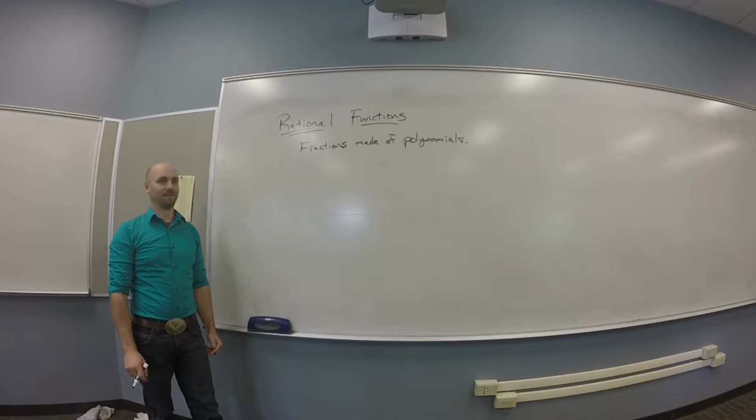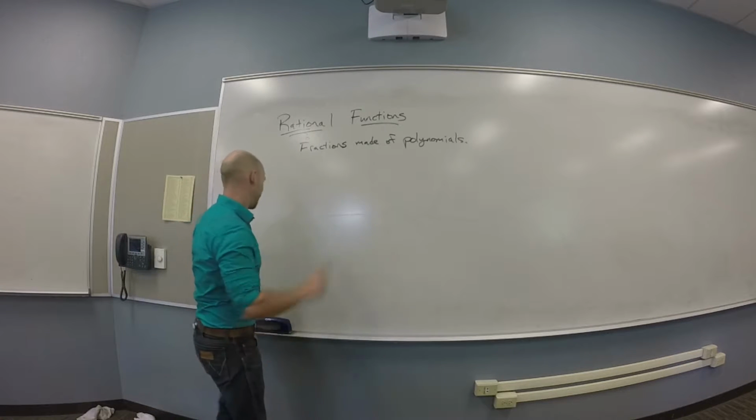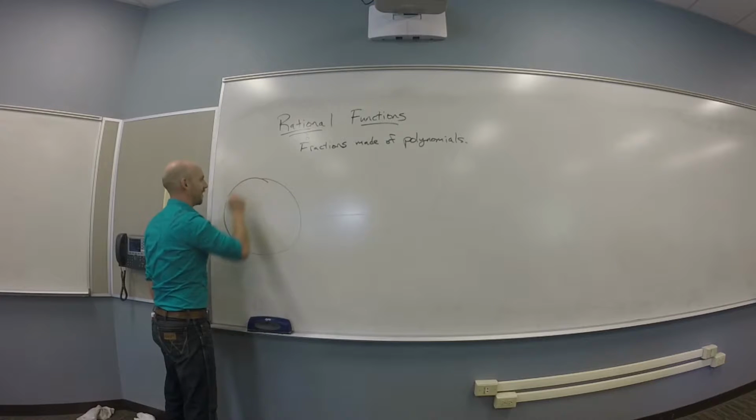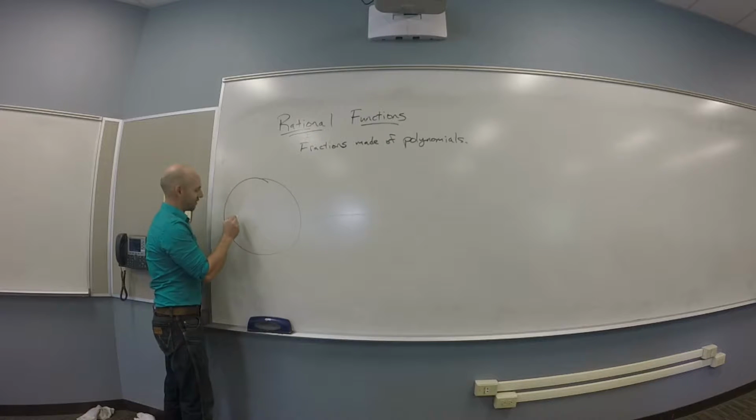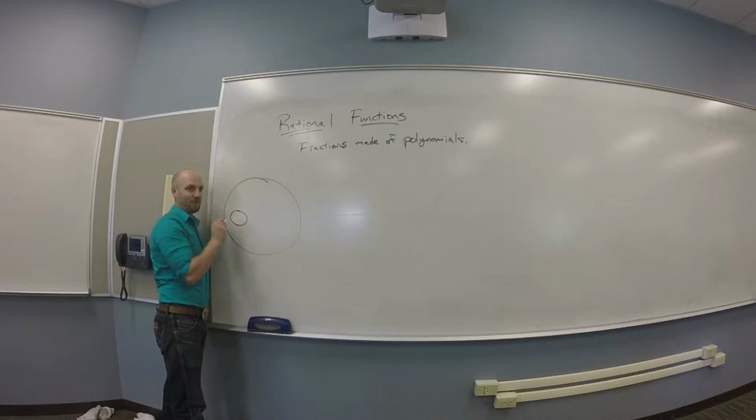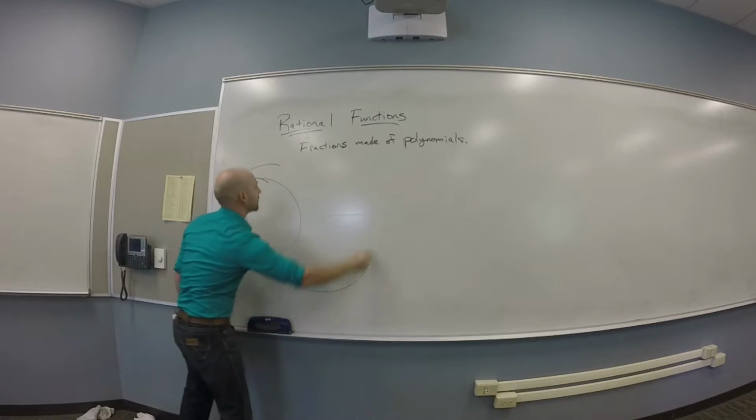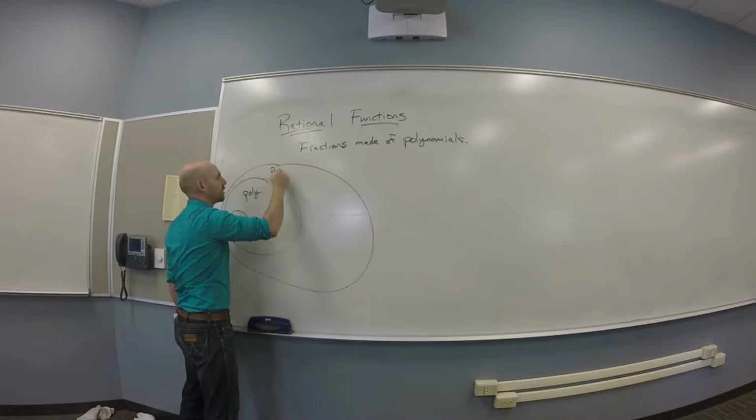Wait, I thought polynomials were made of monomials. They are. But a monomial isn't made of polynomials. Right. So here's what we have so far. You have monomials here, then monomials and some more stuff make polynomials, right? And then polynomials and some more stuff make rational functions.